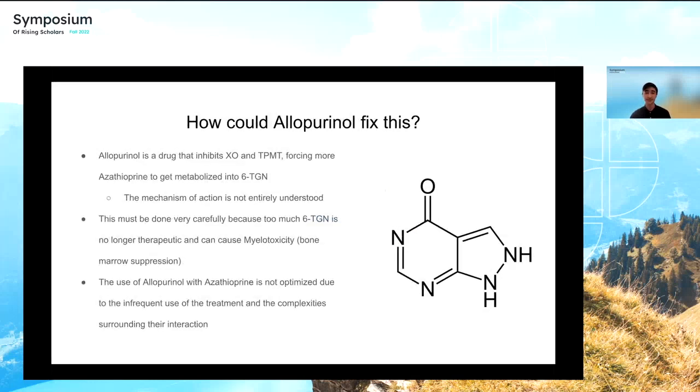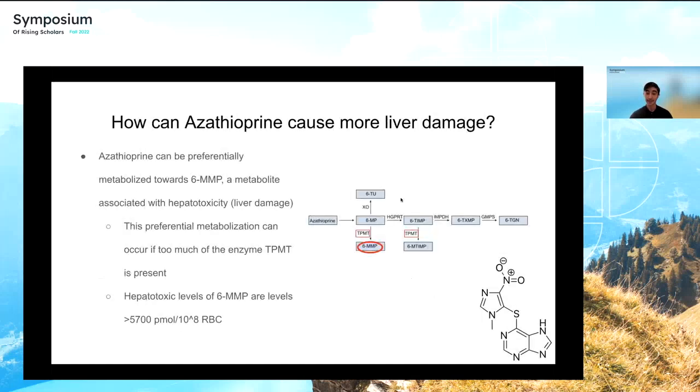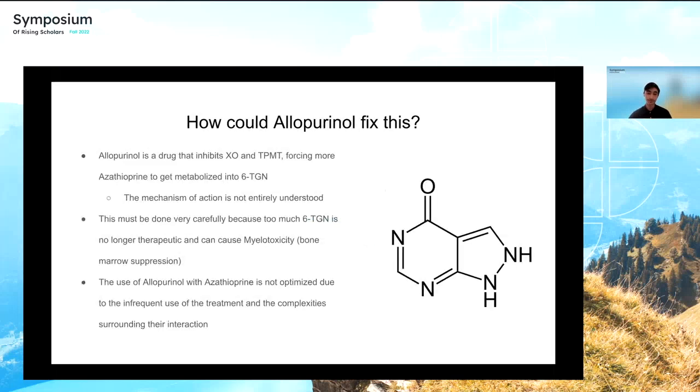So how could allopurinol fix this? Well, allopurinol is a drug that inhibits xanthine oxidase and TPMT, forcing more azathioprine to get metabolized into 6-TGN, which is the therapeutic metabolite. If we look back at the diagram, if we cut off XO and TPMT, all of the azathioprine is forced to become 6-TGN. And it's important to note that this mechanism of action is not entirely understood.